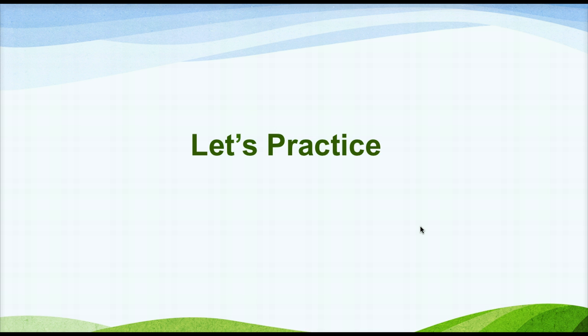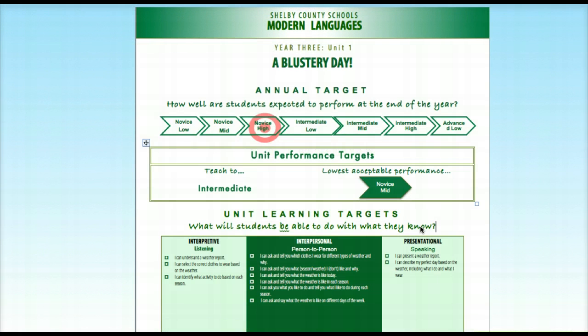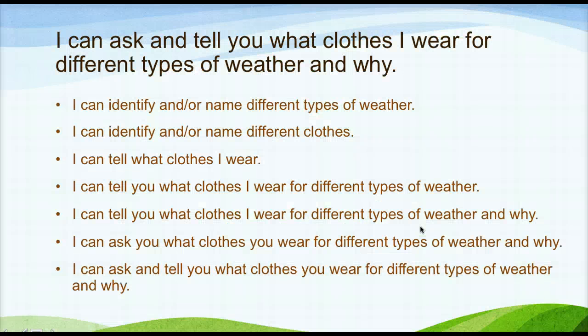So now let's practice together. Let's take one of the learning targets from the unit that we are using. Since we already have those unit learning targets, we will focus on those. Our specific unit learning target for this unit is: I can ask and tell you what clothes I wear for different types of weather and why. Let's take a look at this specific unit learning target and try to unpack it together for the specific daily learning targets. One of the first learning targets that I have listed here, which I have already unpacked for you, is: I can identify and/or name different types of weather.